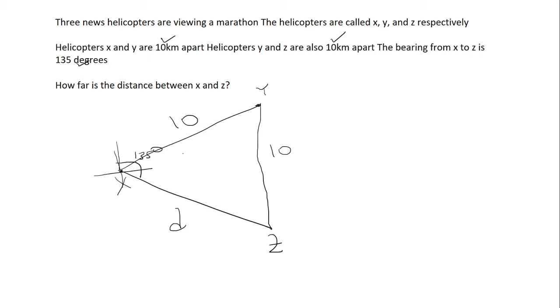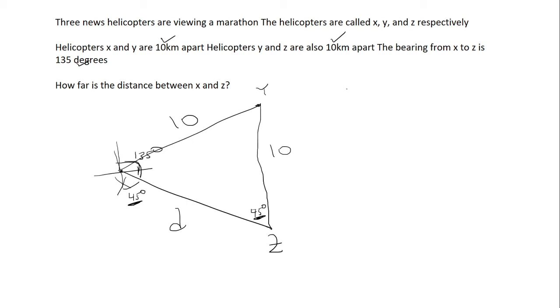Okay, so one thing we have to keep in mind here is that this total angle is 135 degrees. So what's remaining is 180 minus 135, which is 45 degrees. And whenever you're doing bearings like these, it's always going to be the alternate angle here. So these two angles are going to be the same. Okay, so now we just want to find length D.